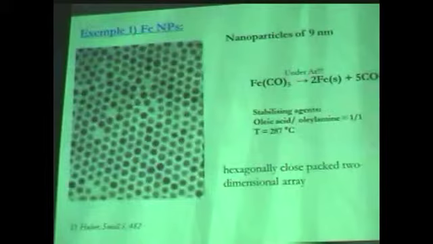So the first example is iron nanoparticles obtained from iron pentacarbonyl by using a stabilizing agent, the mixture of oleic acid and oleylamine, with heating at 287 degrees Celsius. You can see here those nice, dispersed nanoparticles of 9 nanometers.